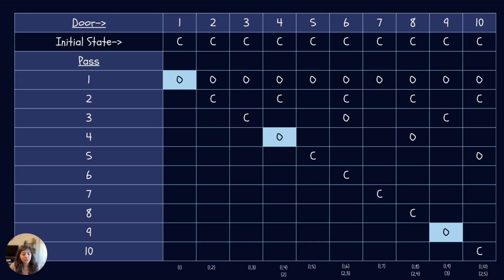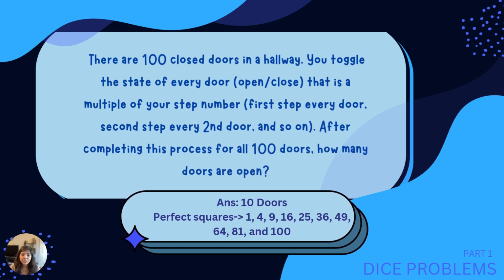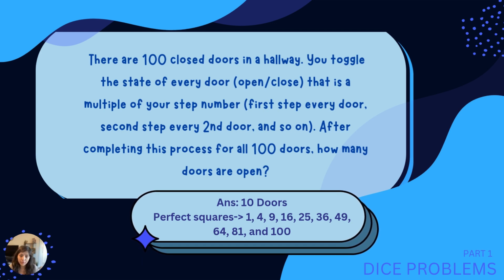And so if the initial state of the door is closed, it will always remain open at the end because of the odd number of times it has been toggled. So this is it. In the case of 10 doors and 10 passes, there are 3 doors which remain open because there are 3 perfect squares. So the answer to your question of 100 doors is 10. 10 doors will always remain open because of the perfect squares 1, 4, 9, 16, 25, 36, 49, 64, 81, and 100. These are all perfect squares and they will always have an odd number of divisors and an odd number of toggles.